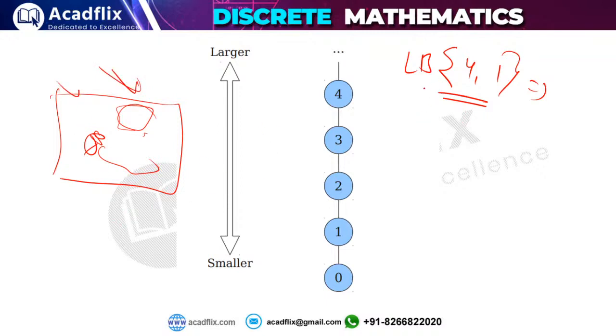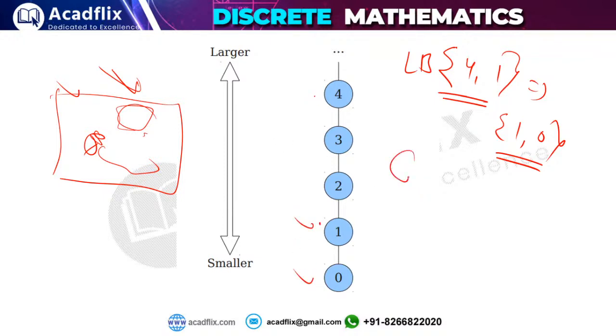Anyway, what is the lower bound of {4, 1}? The lower bound of {4, 1} will be {1, 0}. This will be the lower bound.